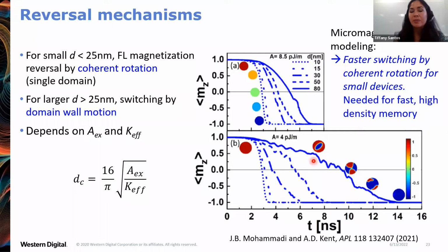And it's made longer if you have a free layer with a smaller exchange stiffness A compared to a higher exchange stiffness for the panel at the top. It takes shorter time to flip. However, regardless, the domain wall motion for the reversal will take longer than flipping by coherent rotation. So we see here that if we want fast switching, we need to be in the regime where we have small device sizes where they flip by coherent rotation.